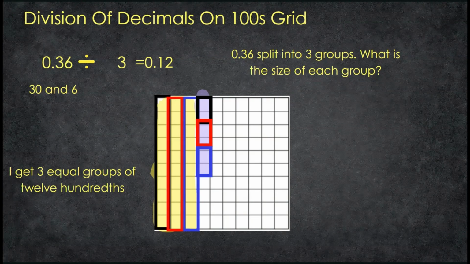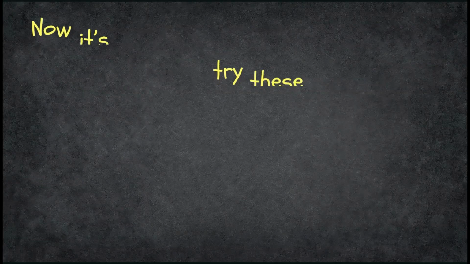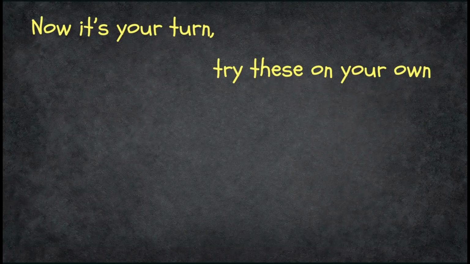group. So we've done 2 types of problems where we've taken a whole number and we've divided it by a decimal, and now we've looked at how we do a decimal divided by a whole number. So the last 2 problems, these are where you're going to try it on your own. The first problem I want you to do is 24 hundredths divided by 6.